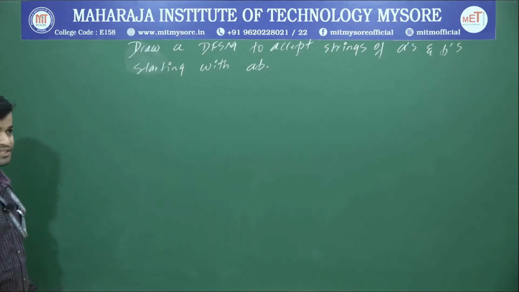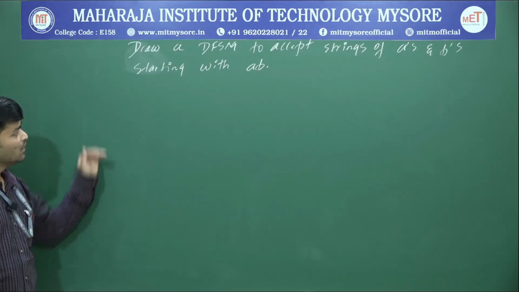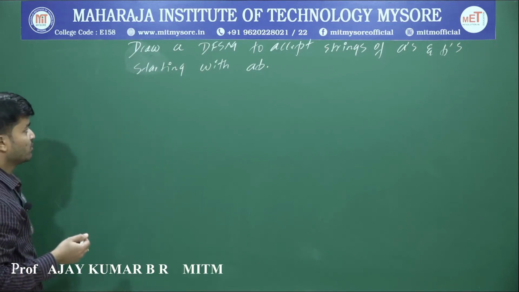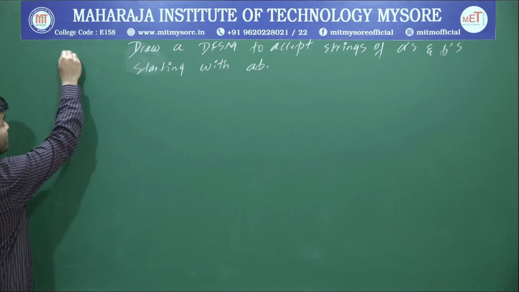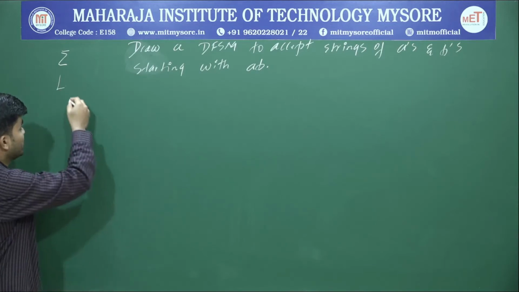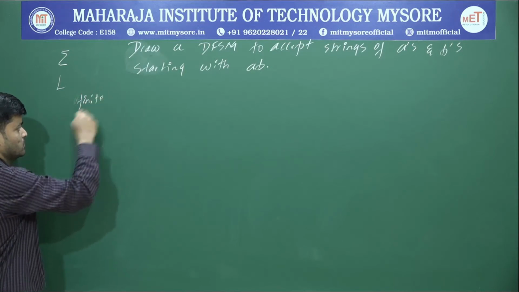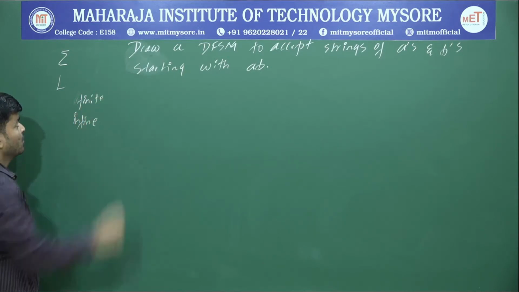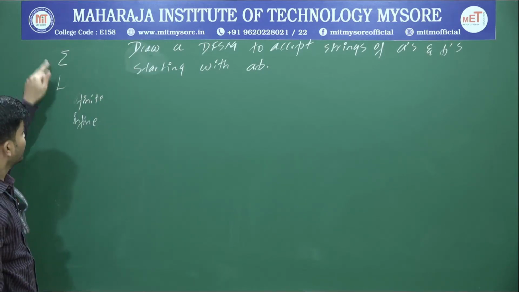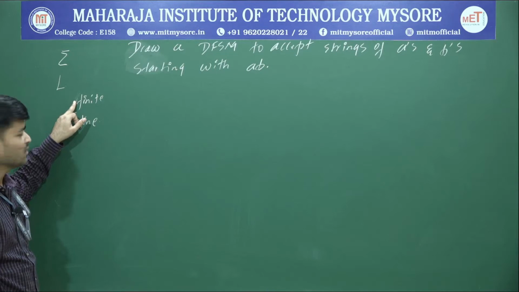So I'll brush up on how to design a DFA one more time, then I'll continue with the problem. In order to construct a DFA, first we have to write sigma from the given question. Next we have to define the language, and identify whether it's a finite or infinite language.